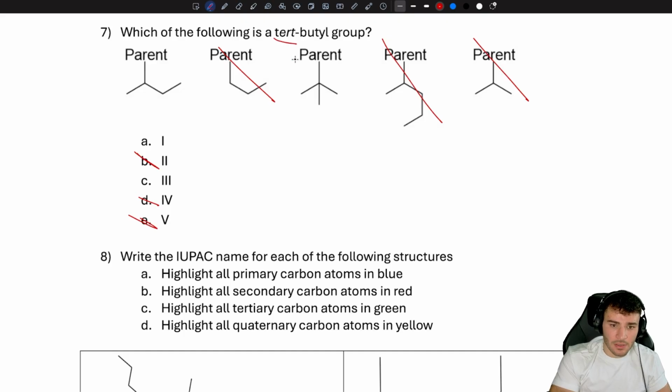Notice that with tert-butyl, you can understand that it's probably connected to a tertiary carbon, which perfectly makes sense. This is our carbon that the parent group is attached to. It's connected to 2 other carbons, meaning that it's secondary. While on this one, this carbon is attached to 3 other carbons, meaning that it's tertiary. And so our answer is C.